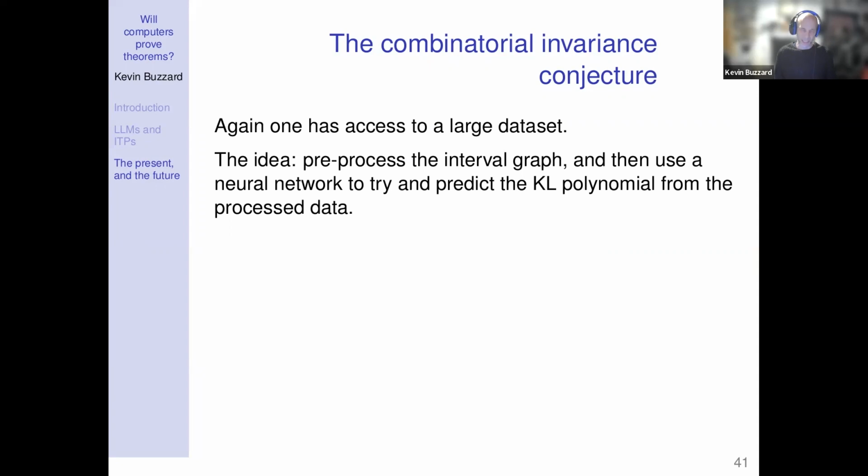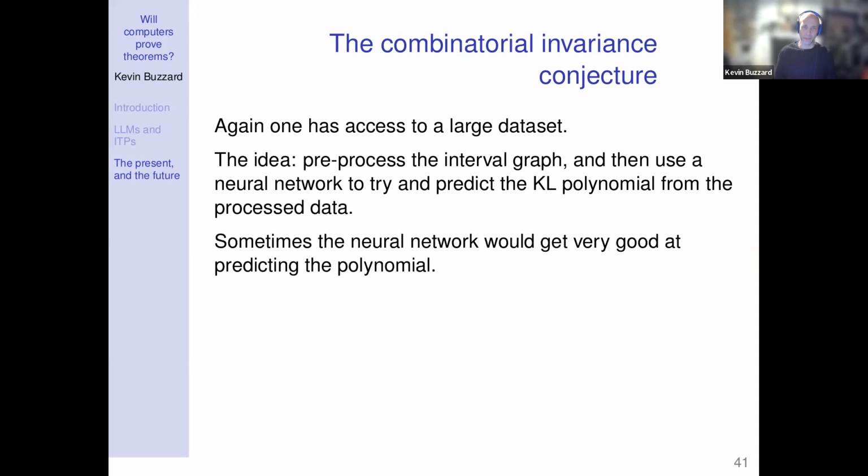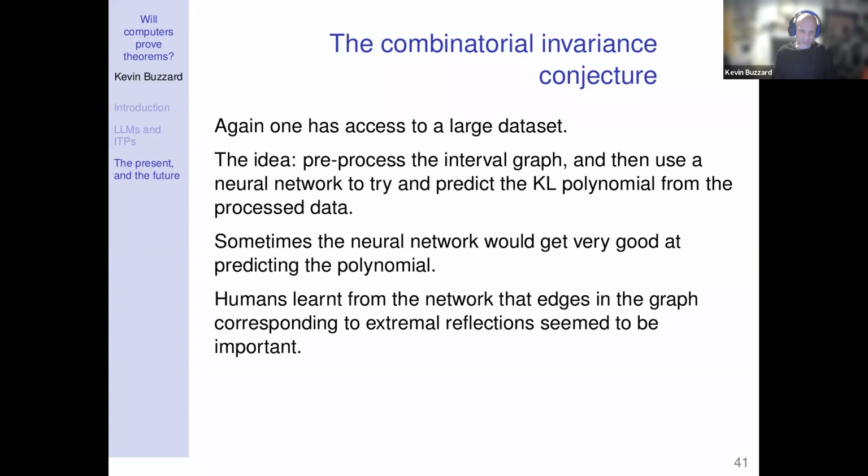You say, here's the input, it's a graph. Here's the output, it's a Kazhdan-Lusztig polynomial. Now, work out what the function is. And in some cases, the neural network would get very good at predicting this polynomial. And then you look at what the neural network is doing, and you realize that the neural network is focusing on certain edges in the graph that correspond to certain extremal reflections, they're called.